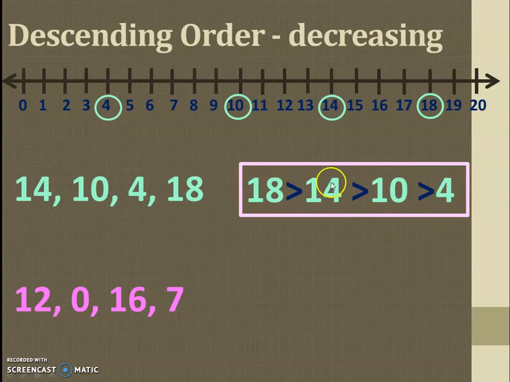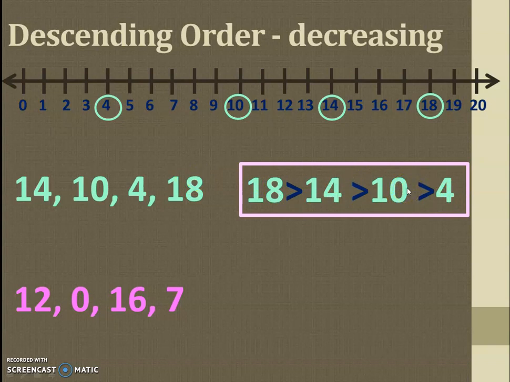And also the sign changes. The biggest number will always have the opening mouth. This is smallest for this number, and this is smallest for this number, and this is smallest for this number. So the same side, the biggest. When it goes on decreasing, it will be like this. We'll use this sign. Okay.